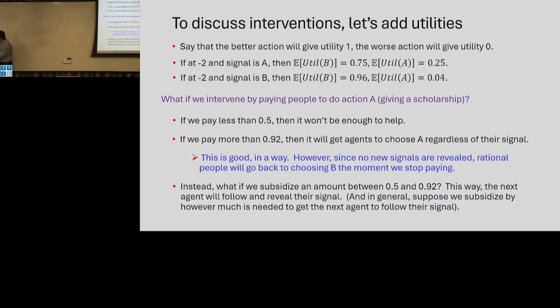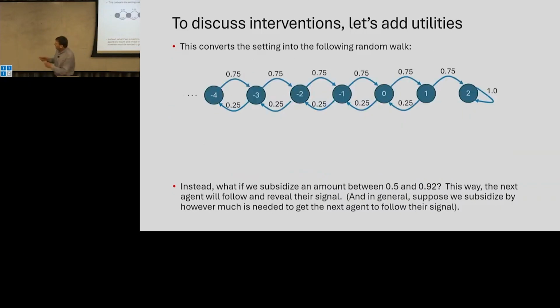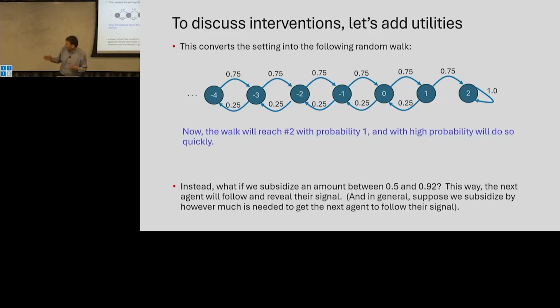And so in general, if you subsidize by whatever amount is needed to get the next agent to follow their signal, then you'll get rid of that absorbing part of the Markov chain, and you look like this, and now you get to something that's very nice. So things could still go the wrong way for a little while, but with probability 1, this will eventually reach here, and with high probability it will do it very quickly because it's a random walk that's biased this way by a constant fraction, so it's going to get here quite fast. You're only trying to get to +2.